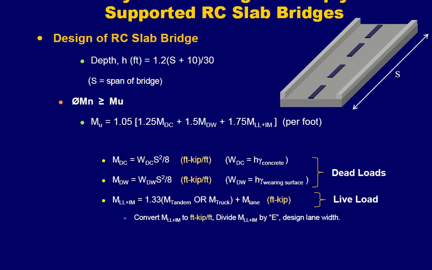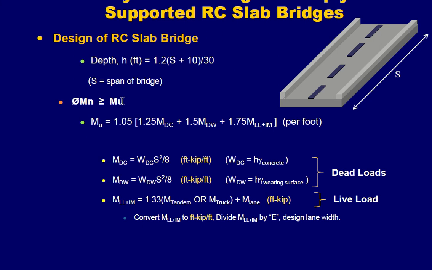Now after deciding the width of the design lane, we will come to the design of an RC slab bridge. The depth h will be equal to 1.2 times S, where S is the span of the bridge plus 10, divided by 30. S is the span of the bridge, or the length of the bridge.